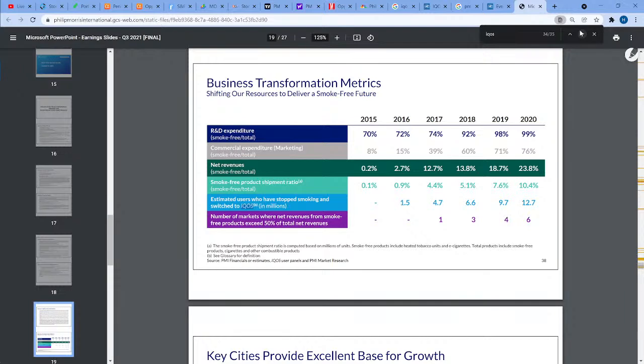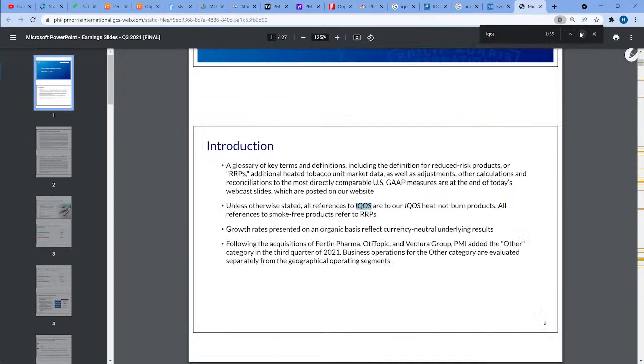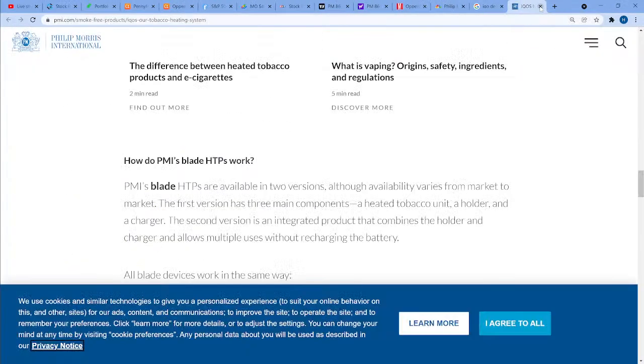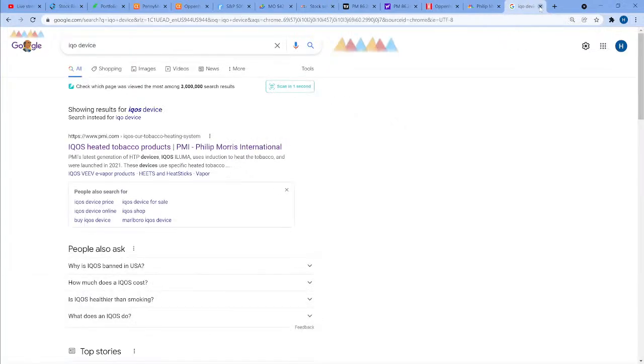All right, net revenues. It's a lot of people, 12.7 million people using IQOS. All right, that's going to probably be the main catalyst as to why the stock is down.